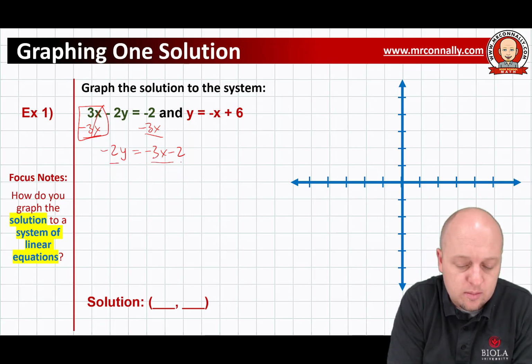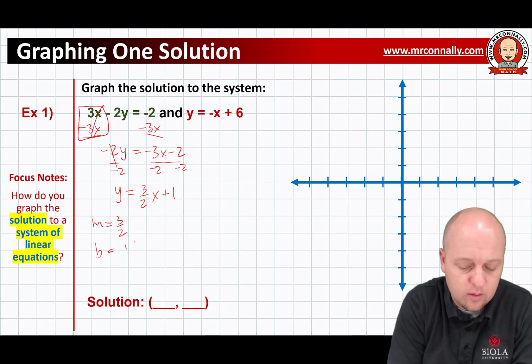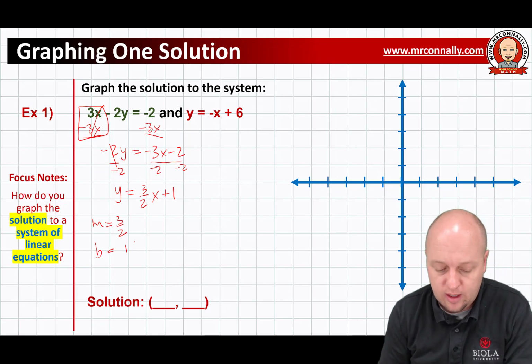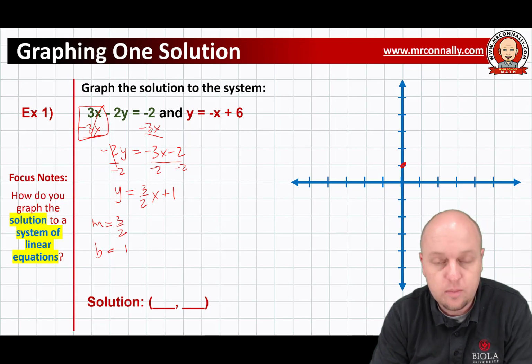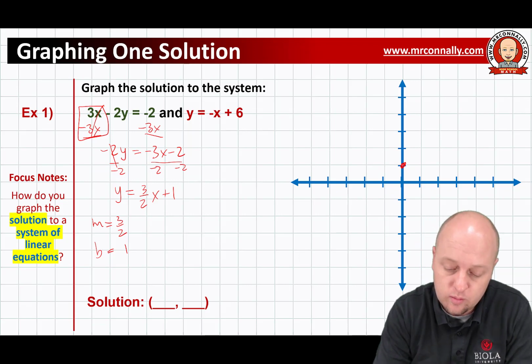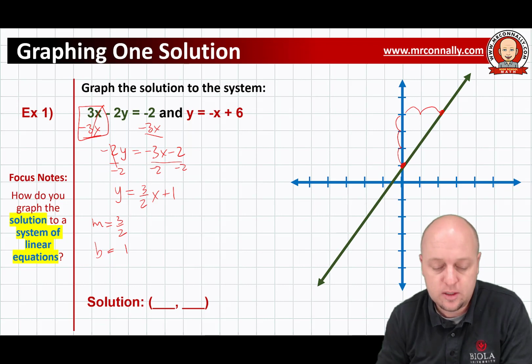All right, now I just need to divide both sides by negative 2, and I get y equals 3/2 x plus 1. So that means my slope is going to be 3/2, and my y-intercept is going to equal 1. I'll go ahead and graph that. We start at y equals 1 right here, and the slope is going to be up 3 and over 2. 1, 2, 3. And then over 2 to the right. Now I can draw my straight line through there with my straight edge.